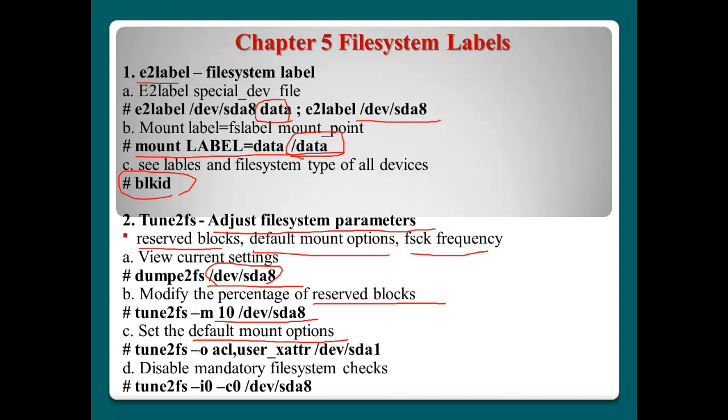If we want to set the default mount options for each file system or partition, we can use -o with the options acl and user_xattr. And D, disable mandatory file system checking. Normally the Linux system will check all the partitions at boot time. If we don't want to check this file system, we can use tune2fs -i 0 -c 0 on this partition. This command will stop file system checking on this new partition.